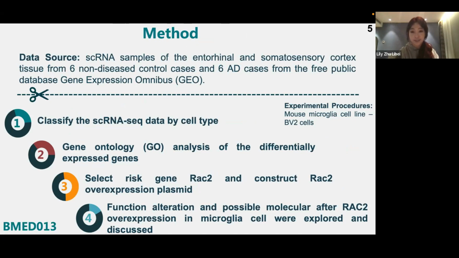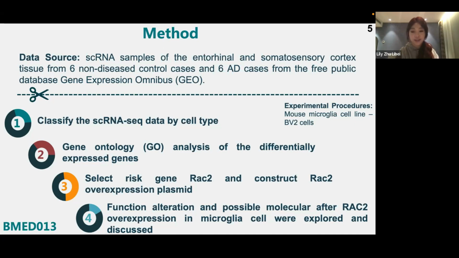We first collect published RNA sequencing samples from both AD patients and controls, which are normal people, and the data were clustered by cell type to compare which functions of these genes regulate microglia. We performed gene ontology analysis using SR plot. RAC2 was selected, which is involved in microglial phagocytosis.